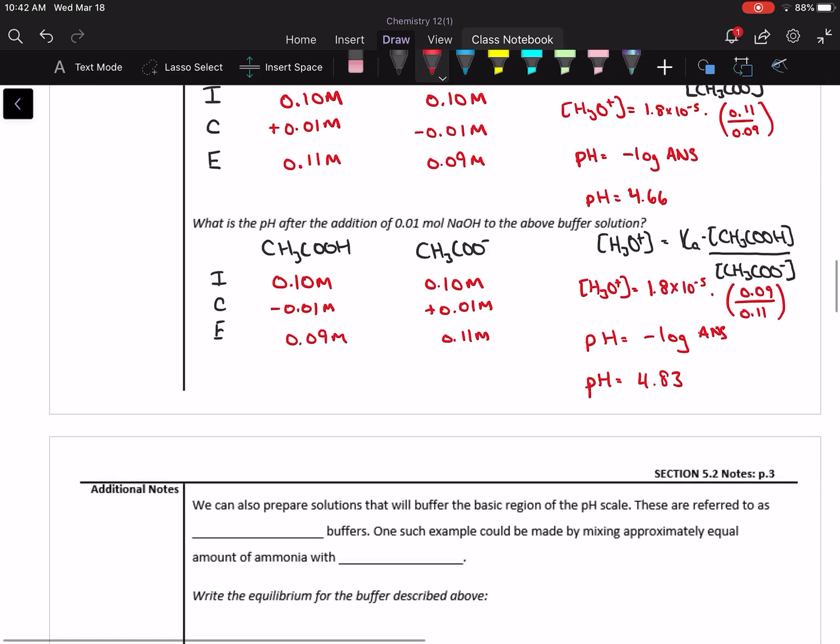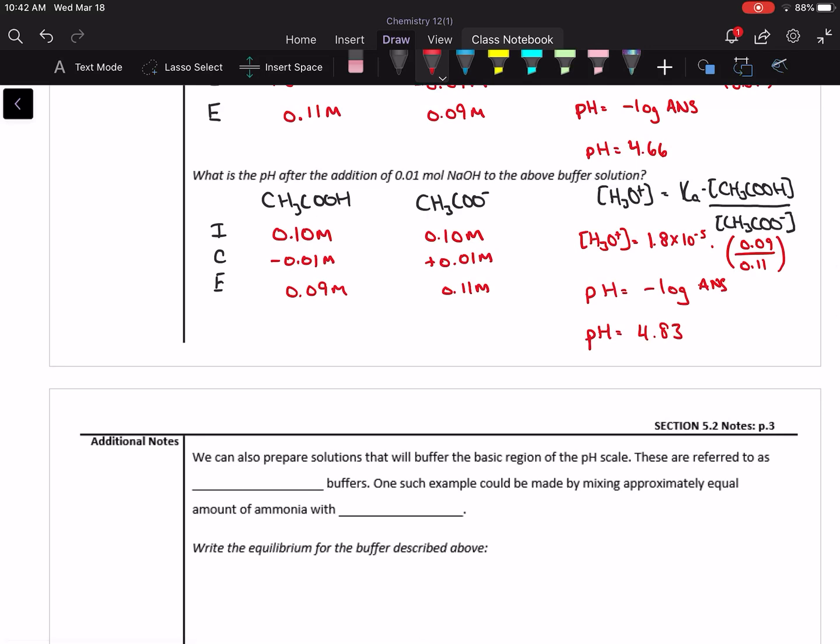I'm going to be skipping the next page where you create buffers in the basic region of the pH scale, so please refer to the completed notes posted on Google Classroom. The calculations are very similar, except of course you're going to be working with Kbs and hydroxide ion concentrations instead of Kas and hydronium ion concentrations.